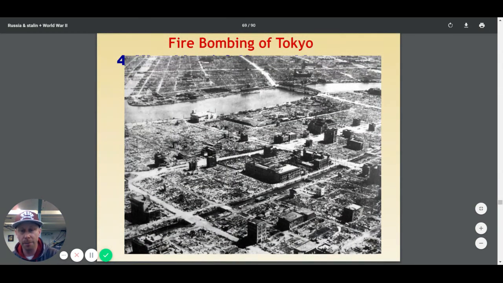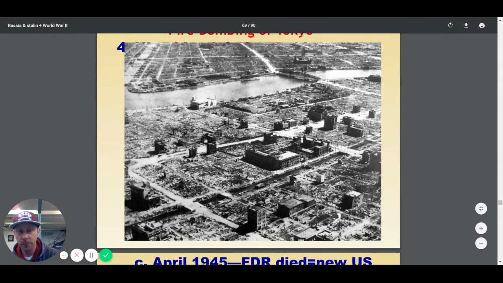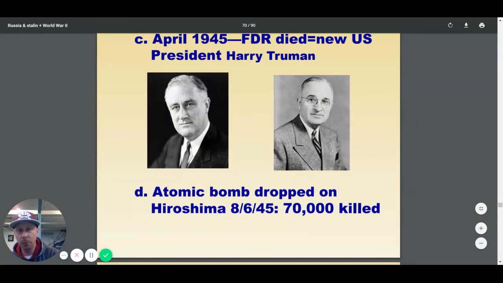So here's some pictures of the firebombing of Tokyo. As you can see, a lot of things are decimated by the fires. In April 1945, the longest serving American president, Franklin Delano Roosevelt, FDR, passes away. And he brought the country out of a Great Depression, and he brought great leadership at a time where we needed great leadership to the country in World War II. Well, he dies here, doesn't get to see the end outcome of the finality of the war here.